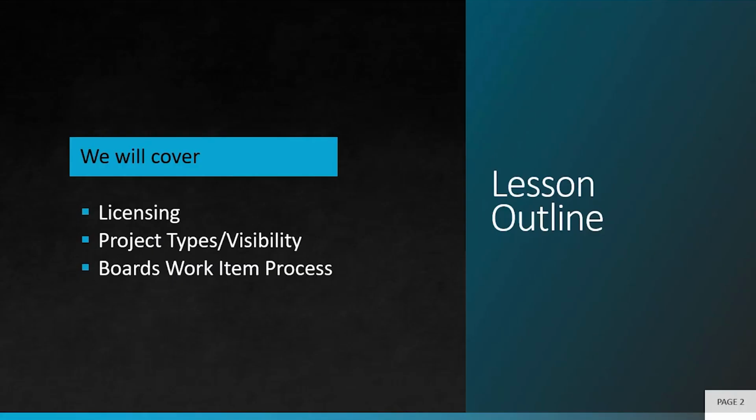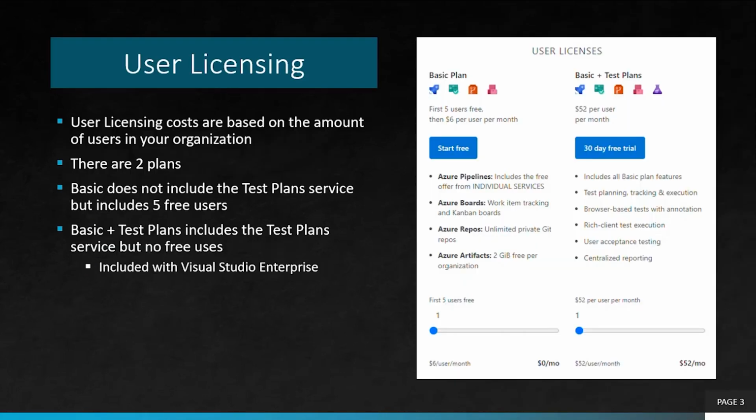So we're going to cover in this lesson, first of all, the licensing for Azure DevOps, because that's something that we did not cover on the previous video. And we're going to talk about the project types and the visibility. And we're also going to be talking about the work item process. And we're going to see a little bit of the flow of those work items in the boards. So let's first start with the user licensing.